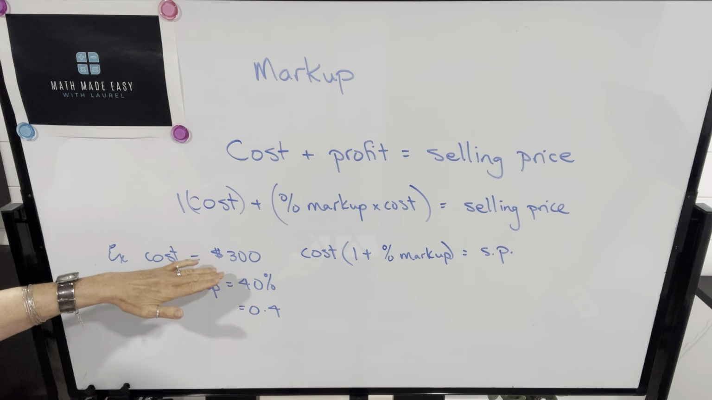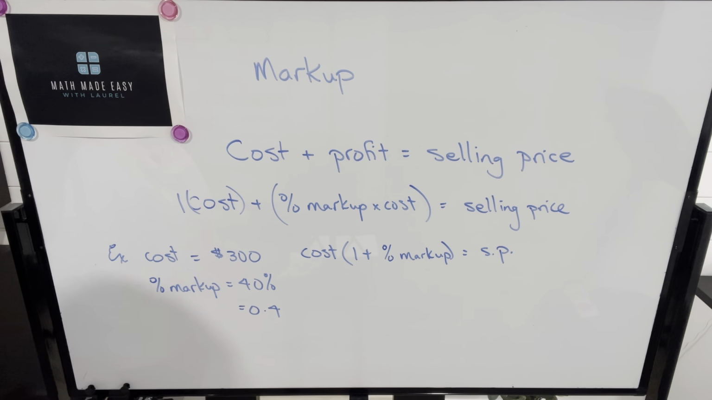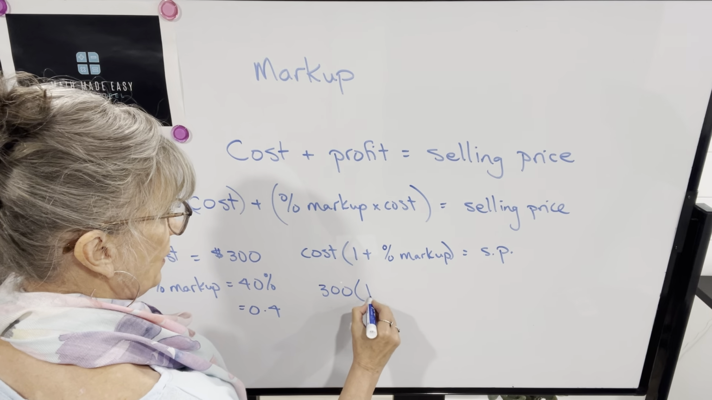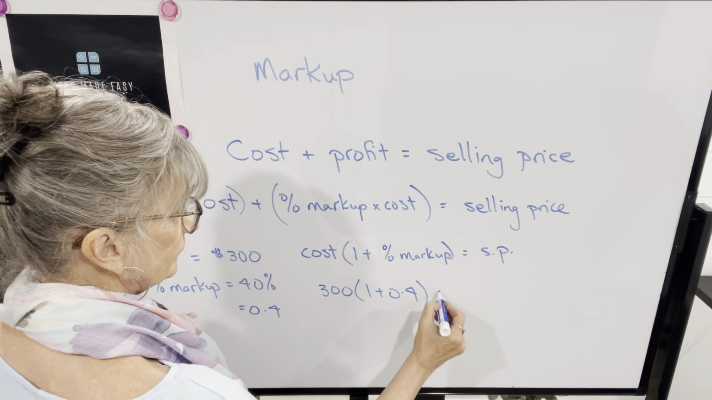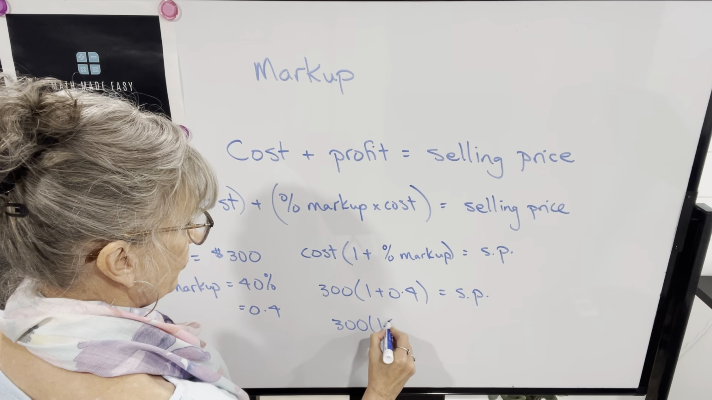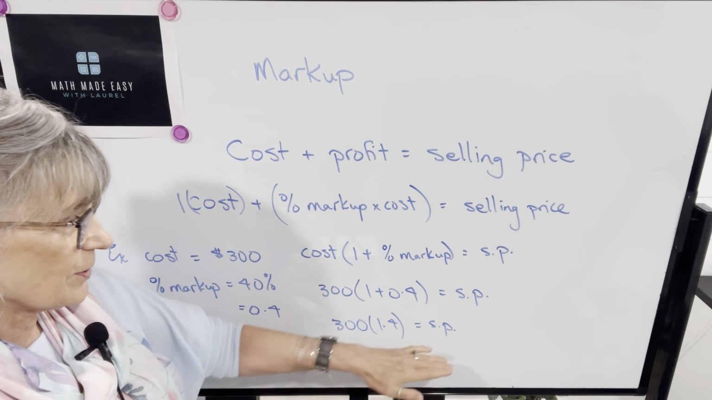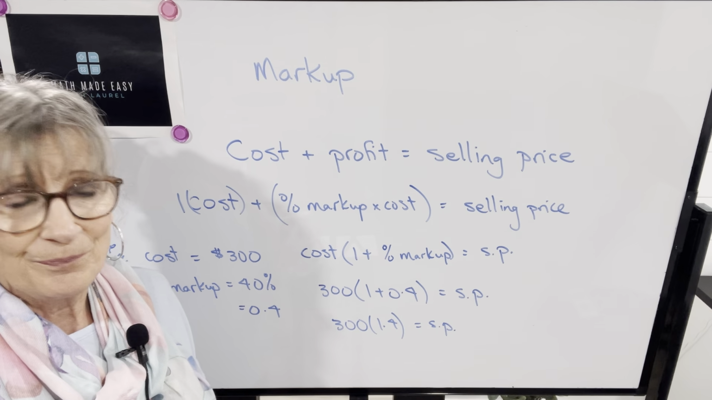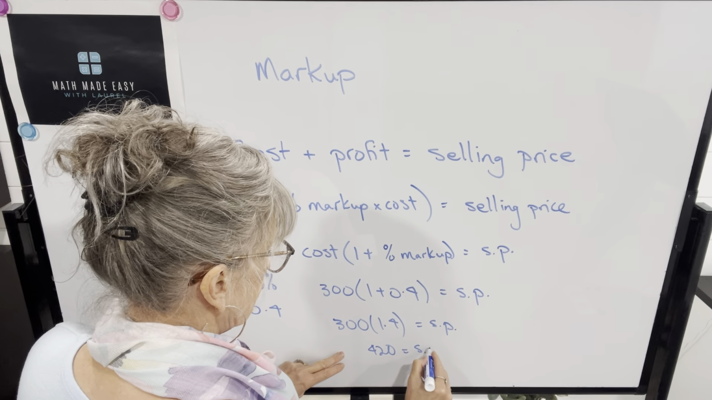So let's take a look at our example. We have a cost of $300, a markup of 40%, which is 0.4. So in order to find selling price, all I need is to take the cost of 300 and multiply it by 1 plus 0.4. Or in other words, multiply it by 1.4. Another way to think of it is our selling price will be 140% of the cost if we're given the percent markup. So when we multiply, we get $420 for our selling price.